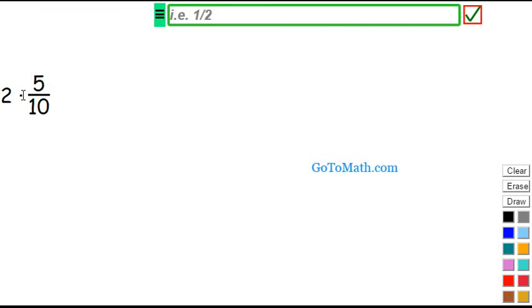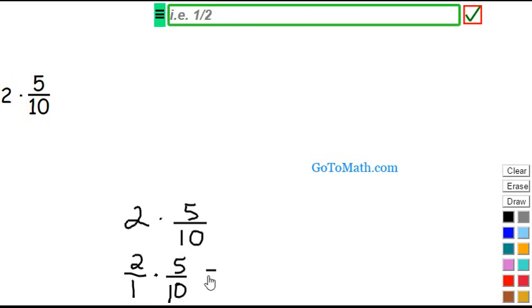Okay, so that's 2 times 5 over 10. So we want to reduce this thing down. Now let's just go ahead and rewrite it. So 2 times 5 over 10, I guess I'm going to use black. Alright, now I'm going to write it also like this. 2 over 1 times 5 over 10, just to show you that you can actually do this.